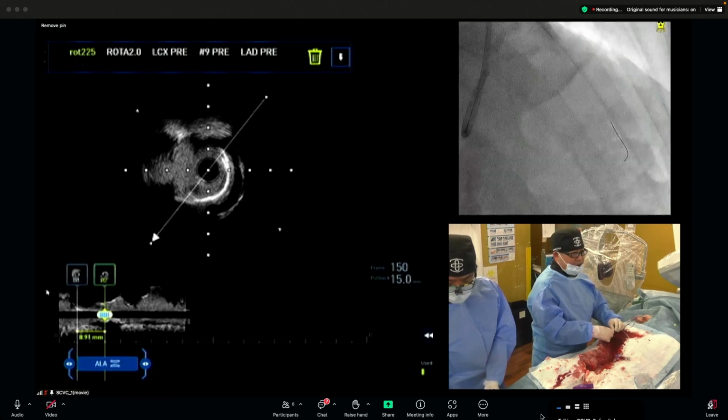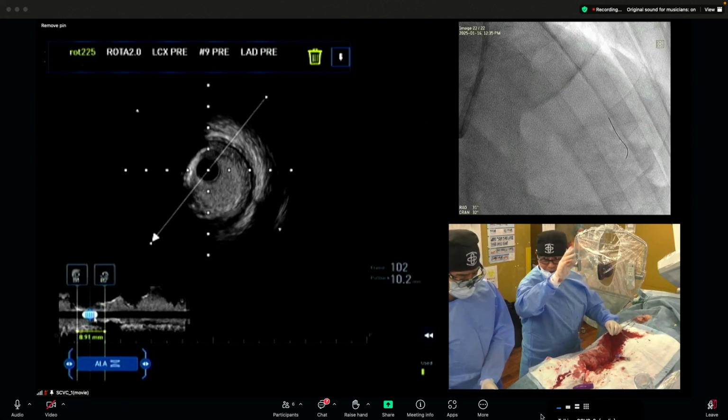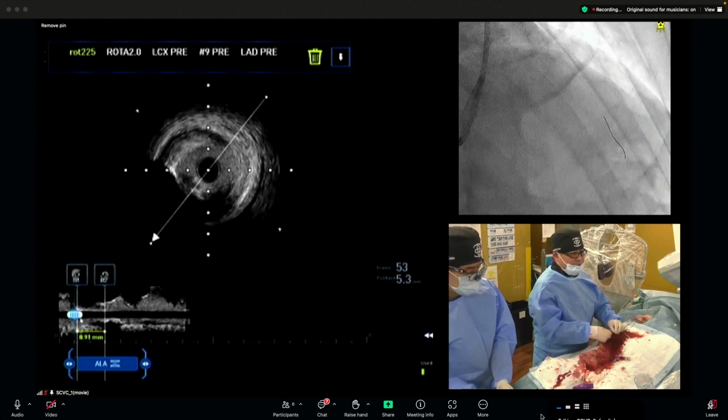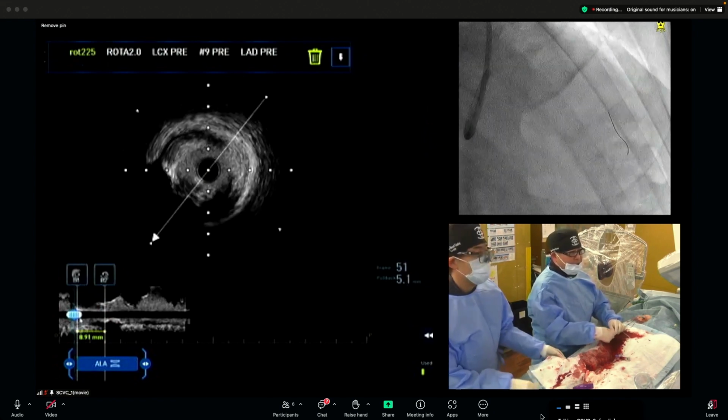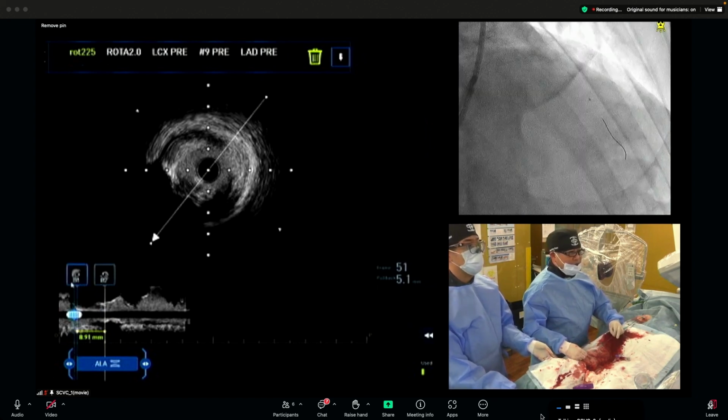Of course, sometimes injury happens. Today's case, of course, had some injury in the distal part, but in the end, no perforation. So it's my rule, and you can do the same as me.